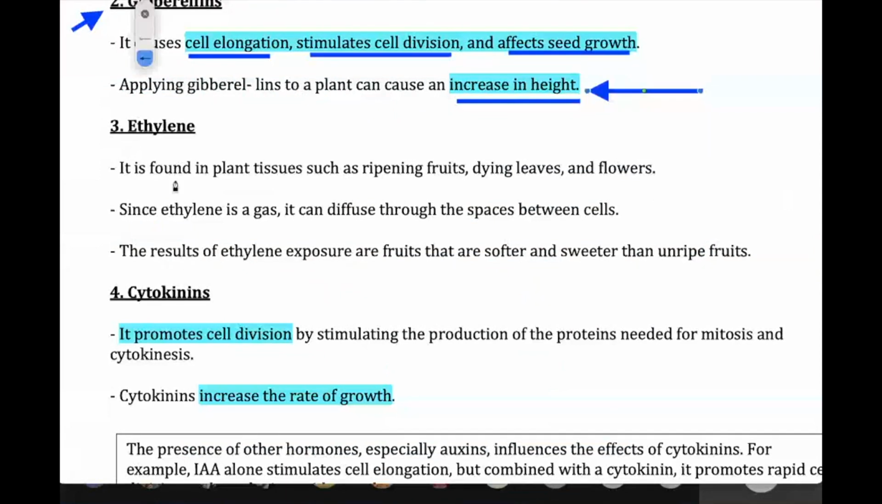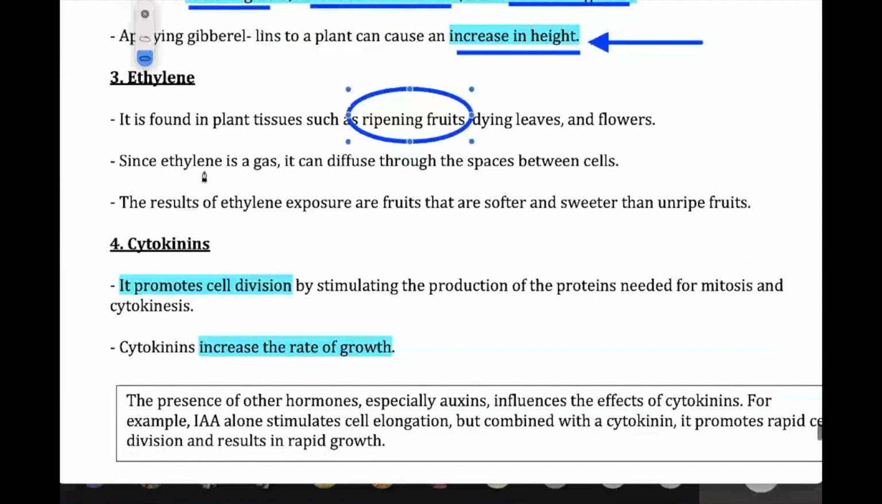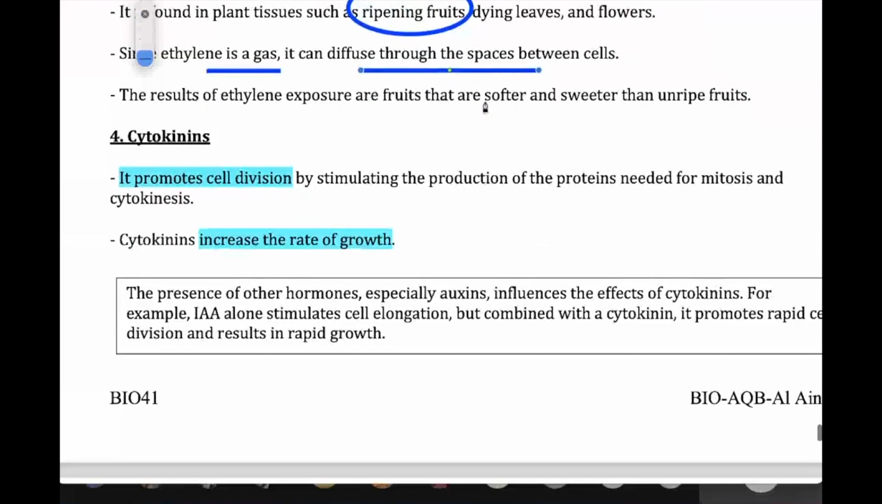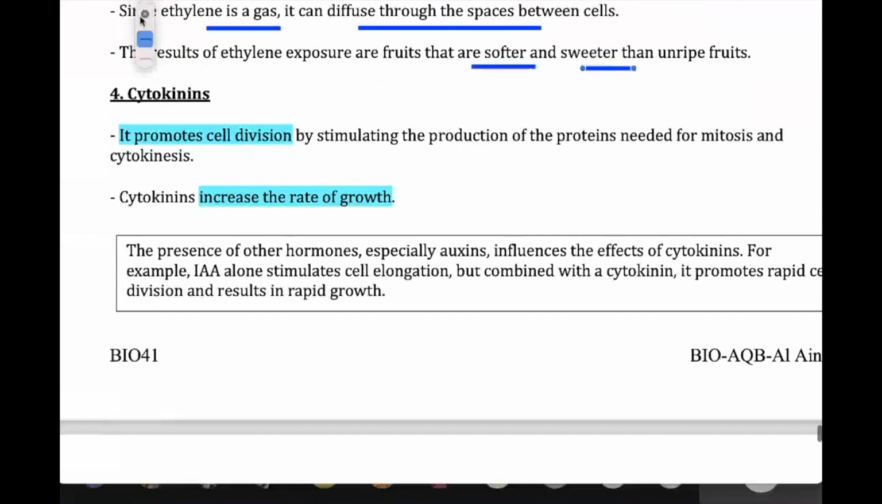Ethylene is a fruit ripening hormone, and it is a gas. It can diffuse through the spaces between cells. It is the only hormone which is present as a gas, and it makes the fruit softer and sweeter, and changes its color.